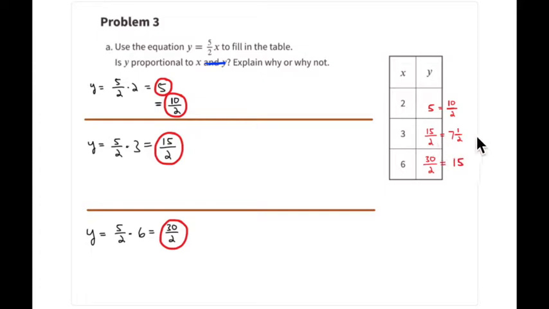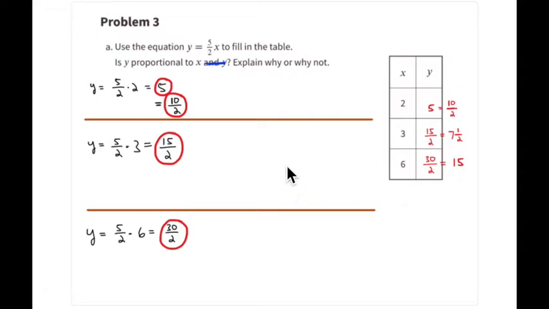So 15/2 or 7.5. And if x is 6, 6 times 5/2, well, that 6 can be factored out to 2 times 3. The 2's can cancel out. 3 times 5 is 15, or 30/2. And certainly 30 divided by 2 is also 15.